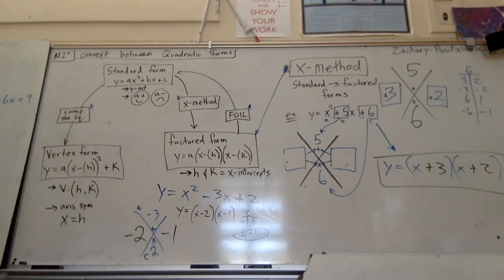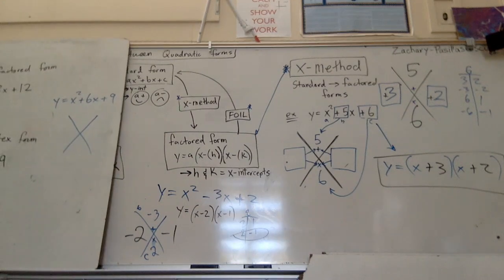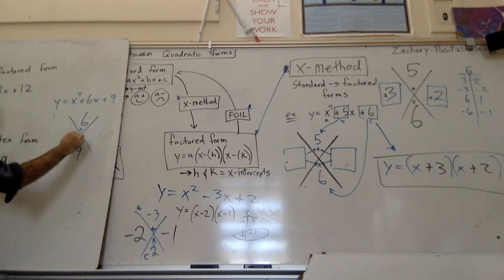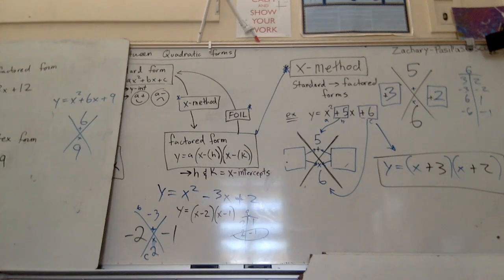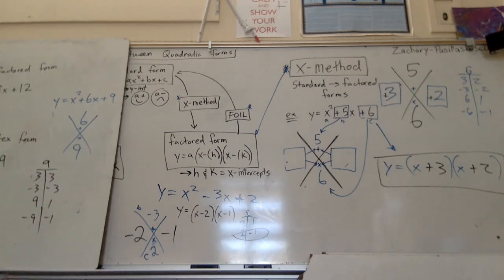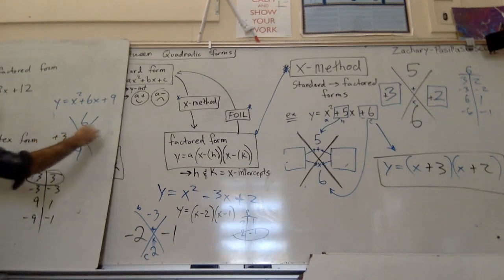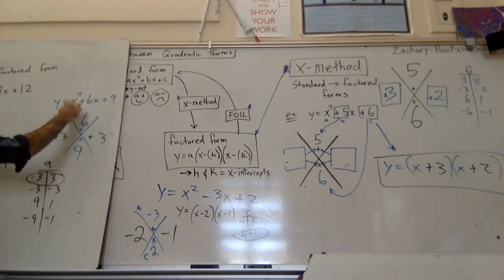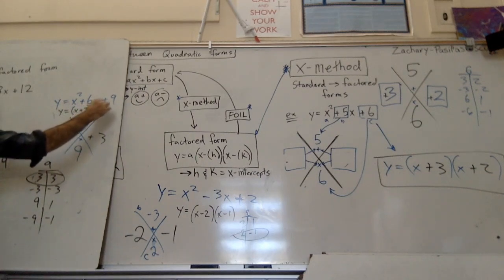All right. So let's make our x. What goes on the top? 6. What goes on the bottom? Good. We're adding to get 6, multiply to give us 9. So let's look. What gives us 9? Multiplying to give us 9. 3, 3. Negative 3, negative 3. 9, 1. Negative 9, negative 1. Which one of those adds to give us 6? 3. Y is equal to x plus 3, x plus 3.